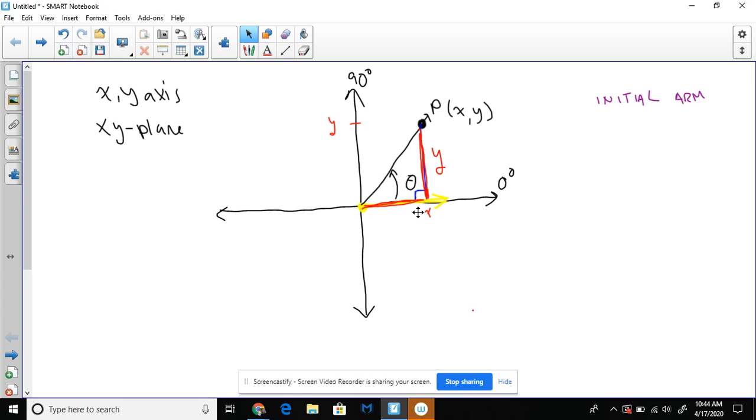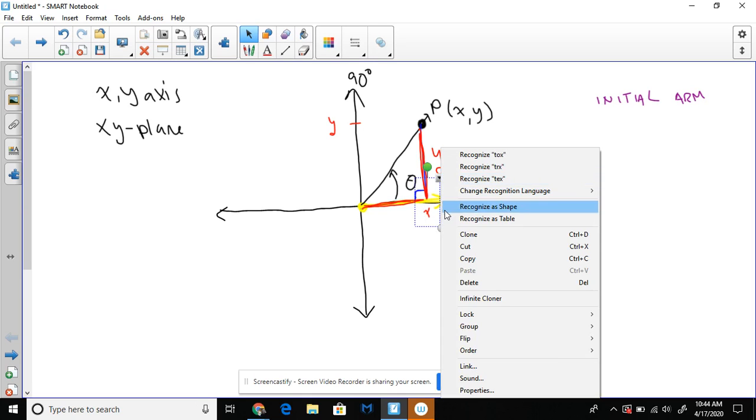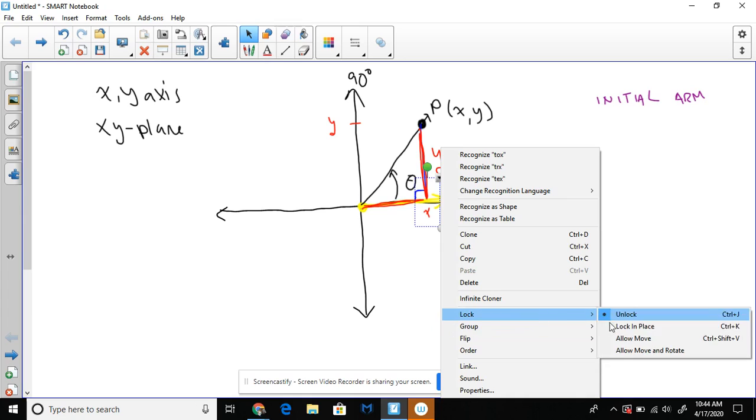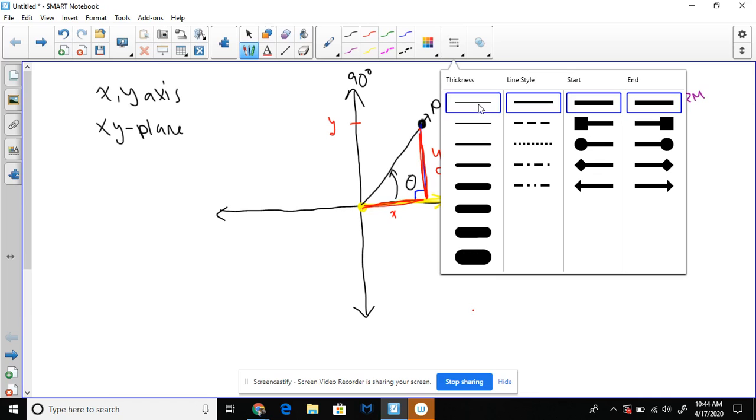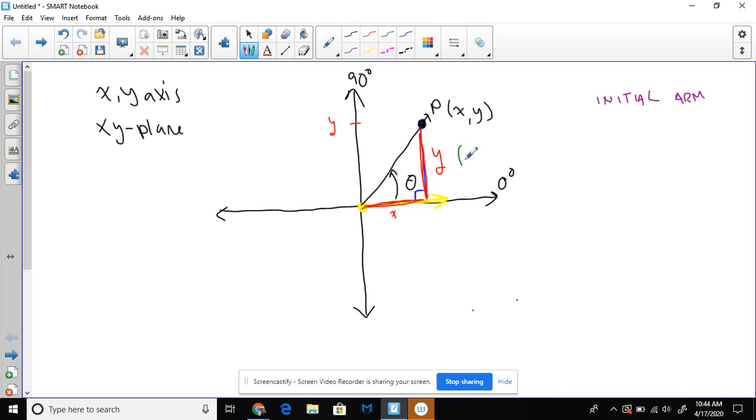This whole distance here is x. Now remember, what did we call these before? If I label this side from angle theta, this we call the opposite side. This we call the adjacent side. And this we call the hypotenuse.